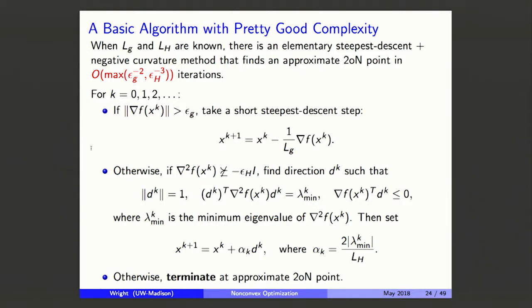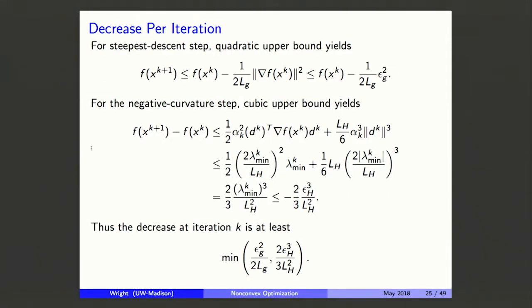So if you have this kind of step, then I'm going to take a step length of 2 times the absolute value of lambda k min divided by the Lipschitz constant for the Hessian. Okay? So this is 2 kinds of steps, with well-defined step lengths. So here's the analysis. You can do it all on one slide. First of all, if you take the first kind of step, using that quadratic upper bound, you can show that f decreases by this much. If you take the second kind of step, then you just use the cubic upper bound. You go one more term in the Taylor series, plug in the value of alpha k from the previous slide, and simplify a little bit, and you get this much decrease related to epsilon h cubed.